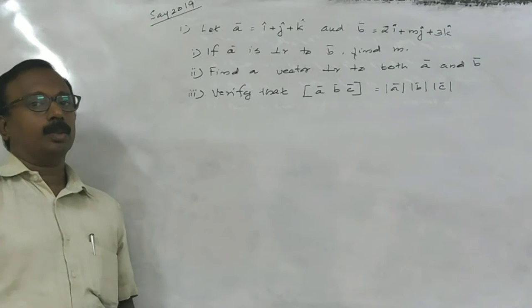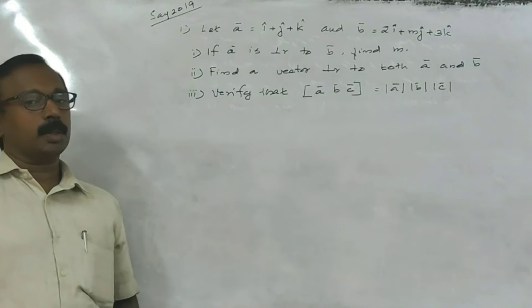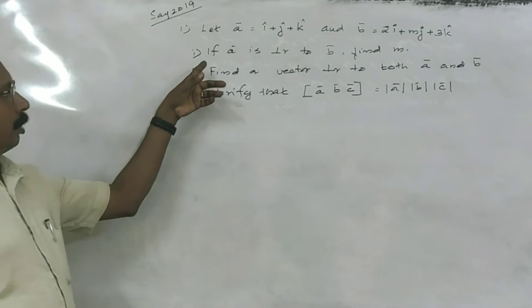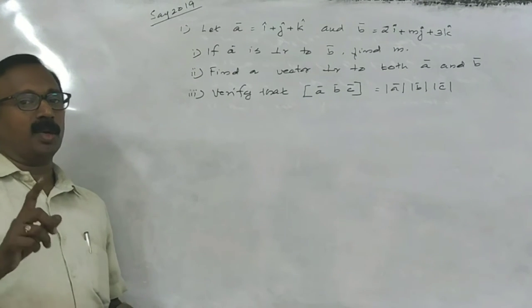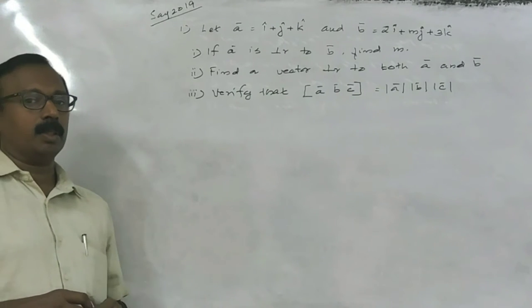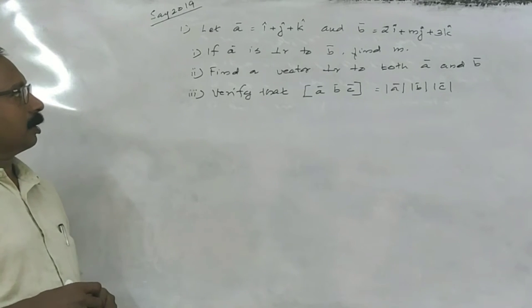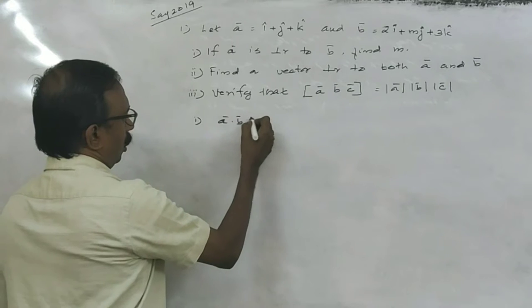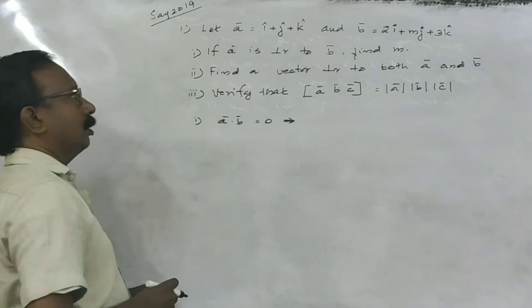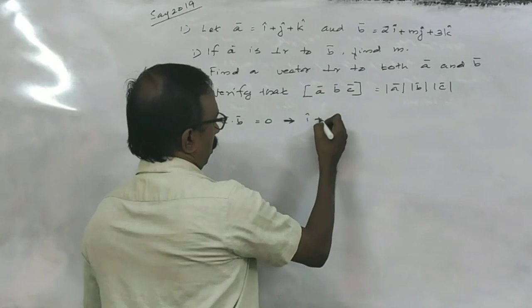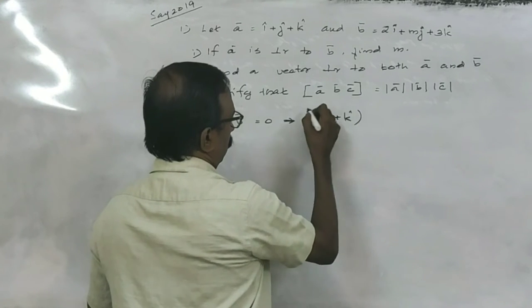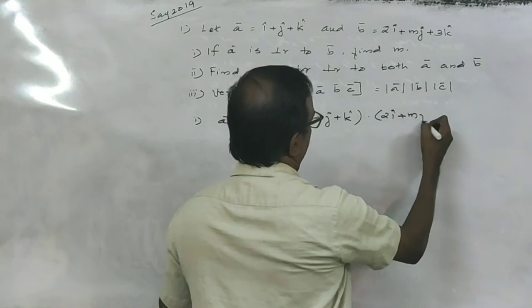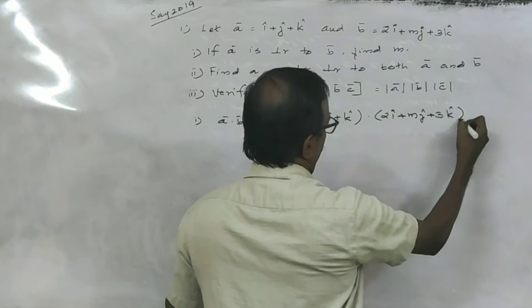This is the question which was asked in 2019 Kerala HSC. In the first question, if A is perpendicular to B, then A dot B is equal to 0. If two vectors are perpendicular, then its dot product is 0. So A dot B is equal to 0, which implies that (i + j + k) dot (2i + mj + 3k) is equal to 0.